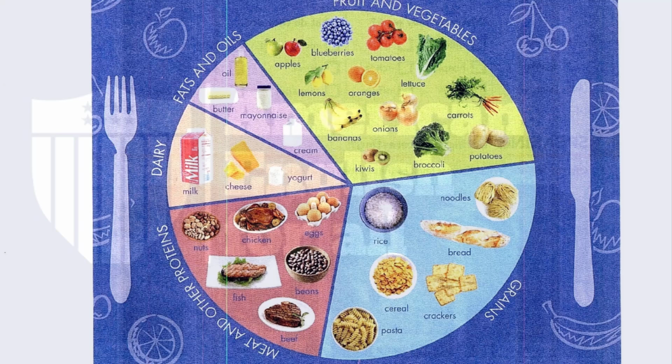Meat and other proteins. Nuts. Chicken. Eggs. Fish. Beans. Beef.